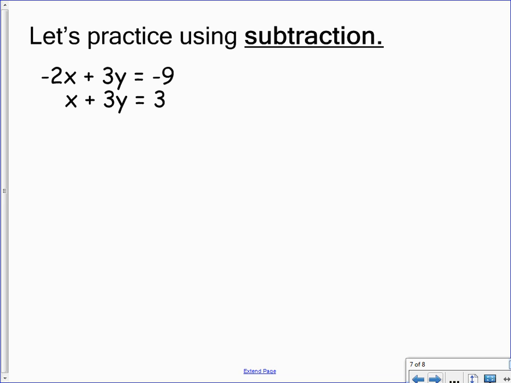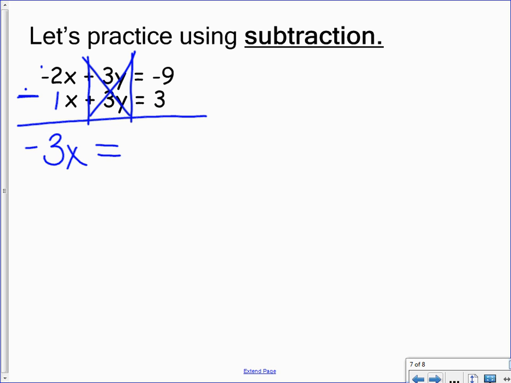Using subtraction again. Subtract. Do I have terms that are identical? I want to kind of set it up this way. That might help. These are identical, so we're going to cross those out. Negative 2 minus 1. Negative 2 minus 1 is negative 3x equals negative 9 minus 3. I like to do that. I like to touch so I remember. So negative 9 minus 3 is negative 12.